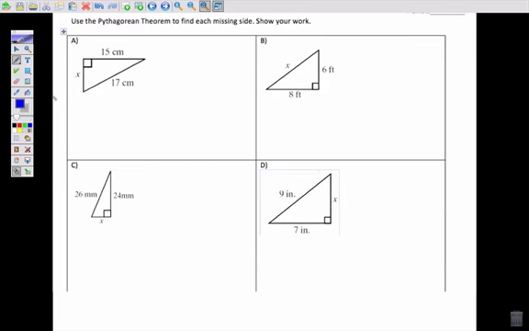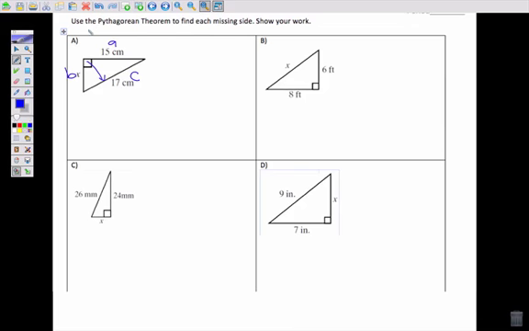All right, example A. The first thing I like to do is label my sides with A, B, and C. The first one I always label is the hypotenuse. That has to be C. It's across from the right angle, so this is my C side. The other ones don't really matter. This could be A and B, or B and A. It doesn't really matter. I'm going to call this one A and this one B.